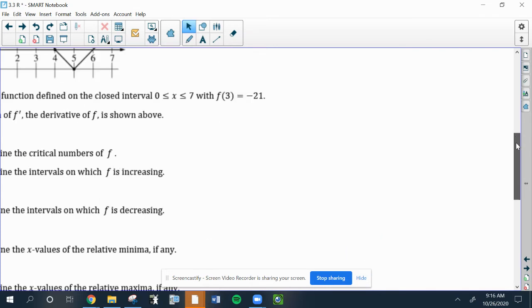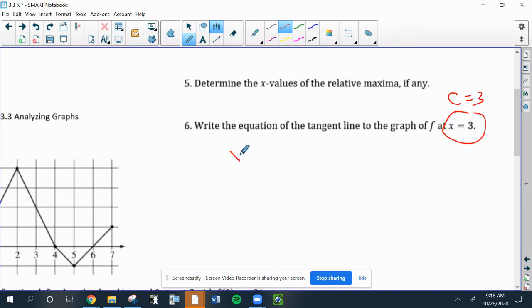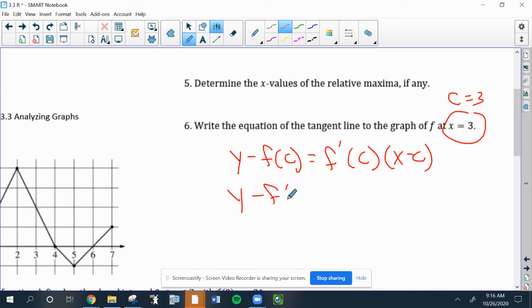The answer to this question is as simple as this. This is c. So it's y minus f of c equals f prime of c times x minus c. We need to fill in these two blanks.